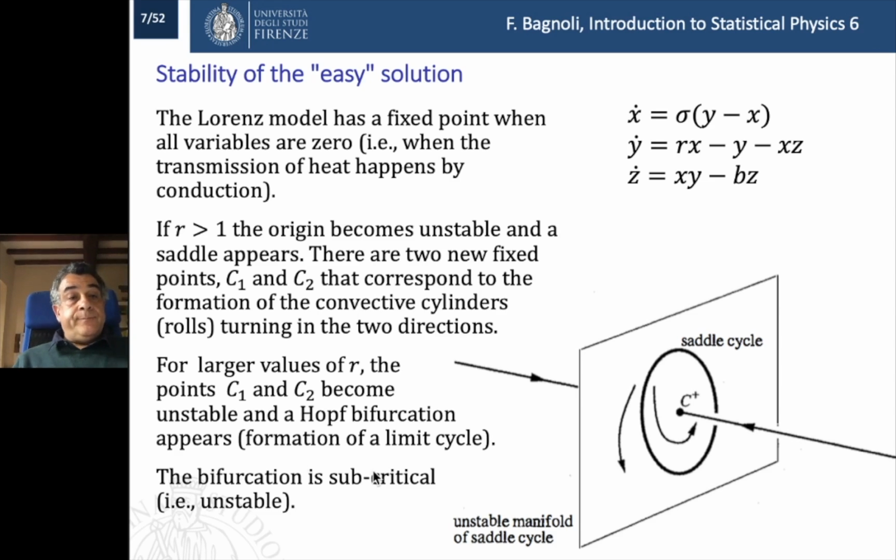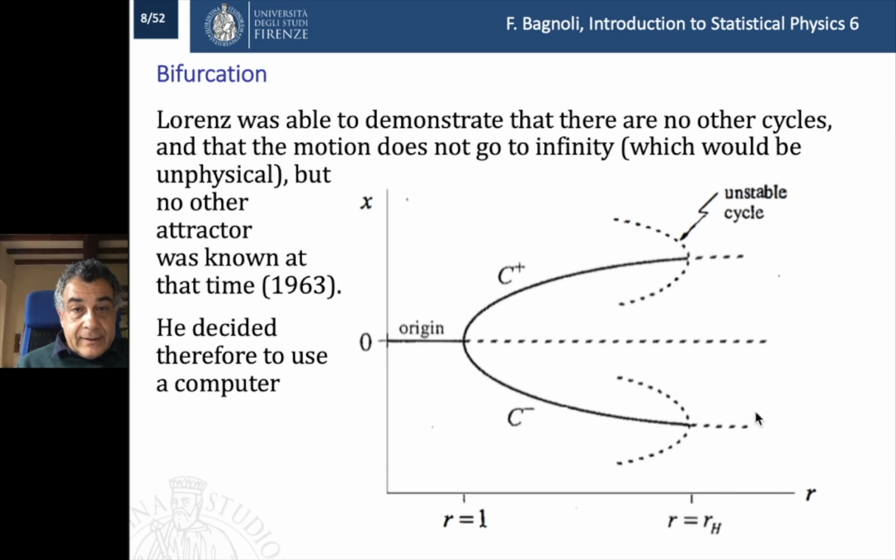But he was able to demonstrate that for further values of r, these two fixed points become unstable. A limit cycle appears which is unstable and separates. So essentially, here you have a spiraling towards this one, and here you have exponential growth of this circular motion. But he was not able to find any other known attractor, essentially any other cycle or fixed point. So he decided to use a computer.